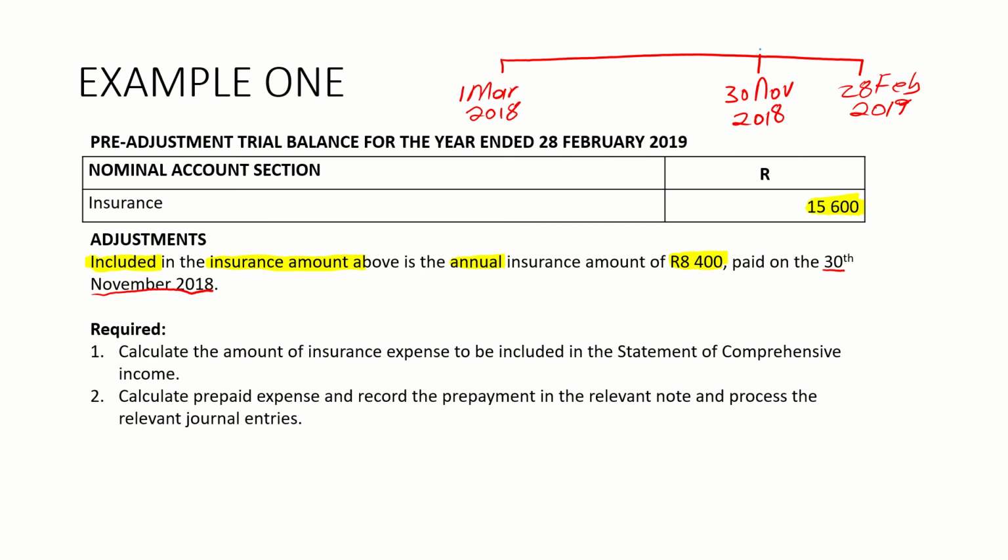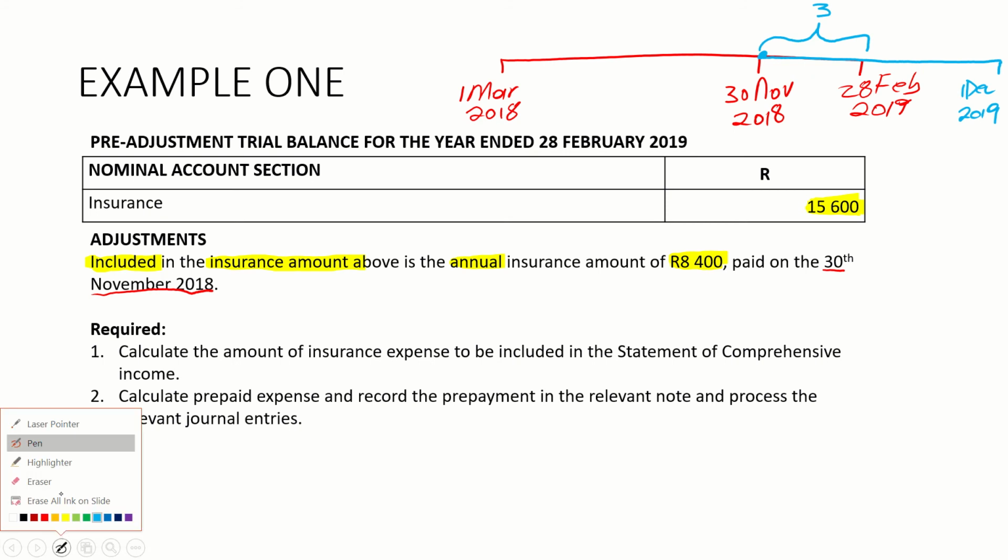Remember, this 8,400 is an annual amount. So if it's paid on the 30th of November, it covers us until the 1st of December 2019. The only cover that we agree will be part of our insurance expense is the 3 months, which is December, January, February. That is 3 months.